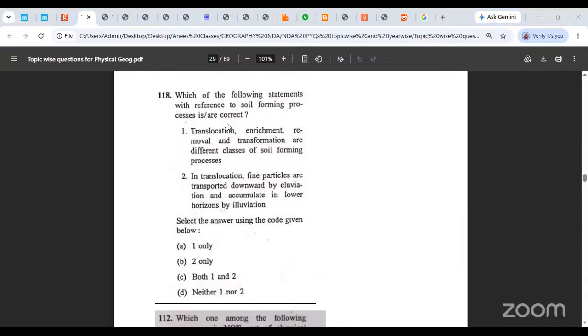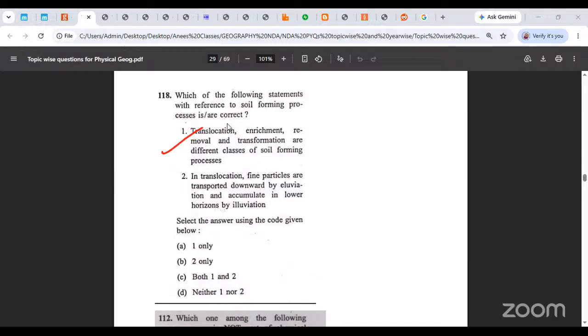First statement को discuss करते हैं. Translocation होता है मतलब material ऊपर नीचे move कर सकता है. Enrichment माने जैसे subsoil में जाके material बैठ गया था और उसको enrich कर दिया था. Removal माने leaching वगैरह के process से material is removed from the soil. And transformation माने soil transform हो जाता है. चारों classes बराबर वही classes हैं soil formation के. So we say yes. ये बिल्कुल सही answer है.